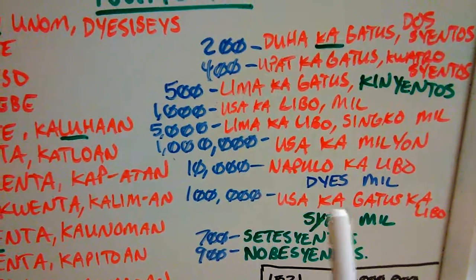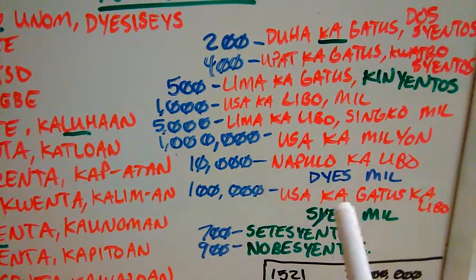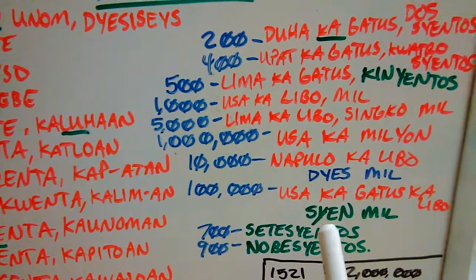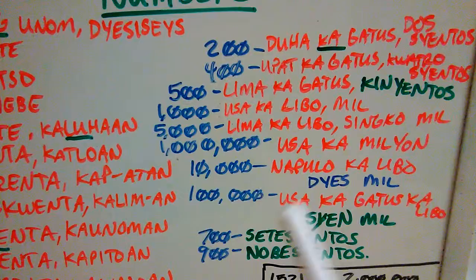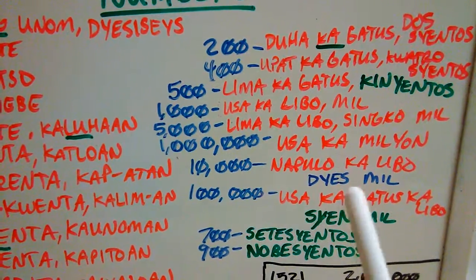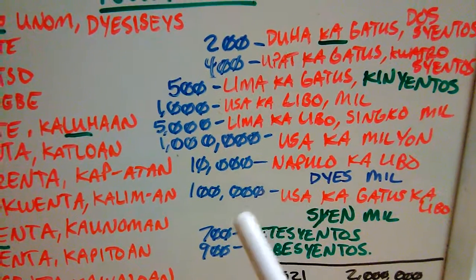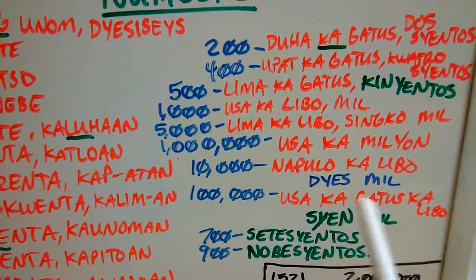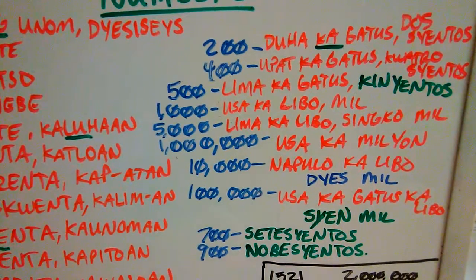And 100,000, right, is usaka gatos kalibo, okay? Usaka gatos kalibo. And notice how like the linkers, the measure words are there too, right? Usa, one of 100 of 1,000, okay? So we have 1,000 and 100, okay? It's just weird that way, but it works if you look at it.